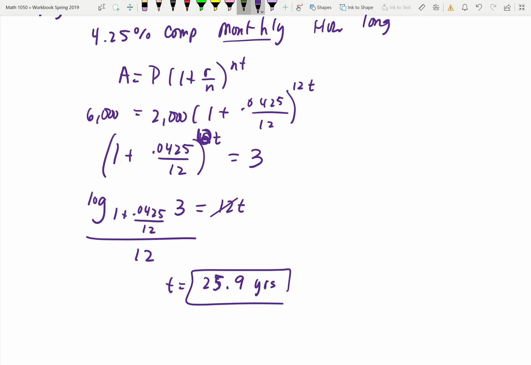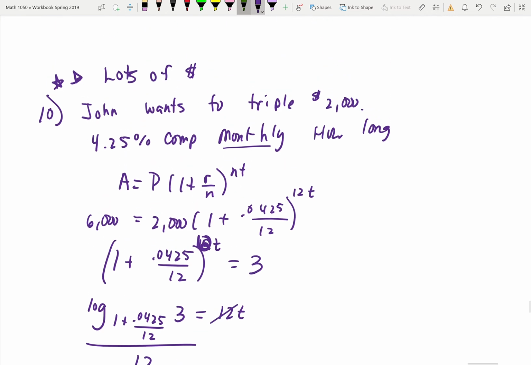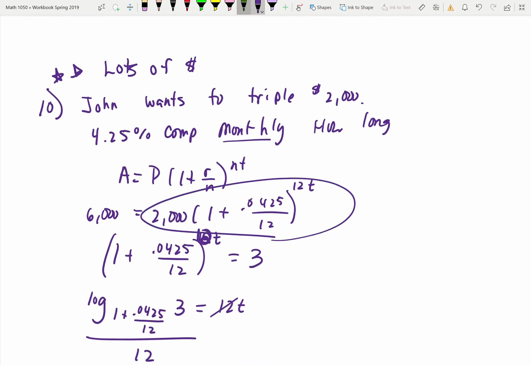Now look what I'm going to do. I'm going to hit store, enter. I'm going to come back right there, put it in, make sure I get 6,000. So go 2,000 parenthesis 1 plus 0.0425 divided by 12, close it off, raise it to the parenthesis 12 times the stored value, enter, close it, enter. I just got it right. Okay, so check, check, check.